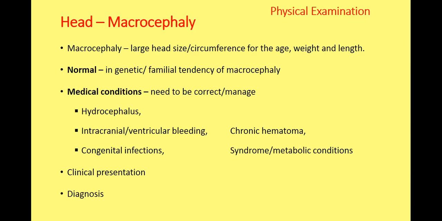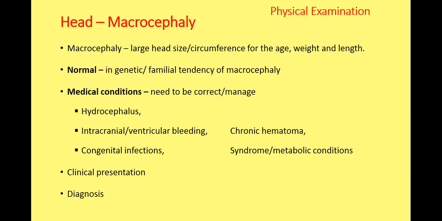Then come to the macrocephaly. Normally, head circumference is 33 to 37 centimeter at the time of birth. If it is more than 37, it is counted as macrocephaly. Macrocephaly is a large head size or head circumference for the age, weight, and length of the newborn. It is normal if it runs genetically within the family. So sincerely take history of parents and siblings.